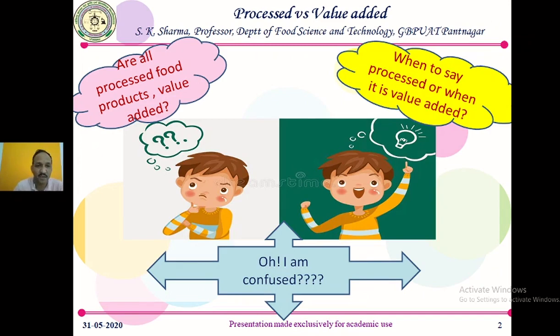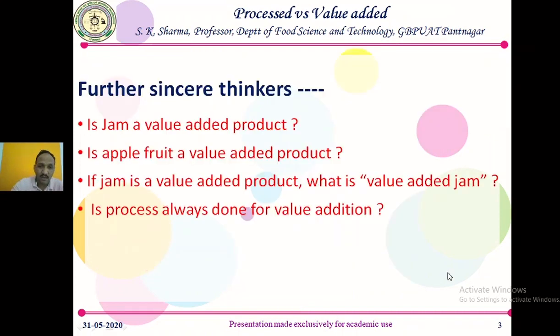Most of us ask ourselves the questions: are all processed products value added products, or when to say processed and when to use value added? We are often confused and we use these terms synonymously for so many products and under so many circumstances. Some of us who think sincerely often ask questions like, should I call jam a value added product? Is an apple fruit a value added product?